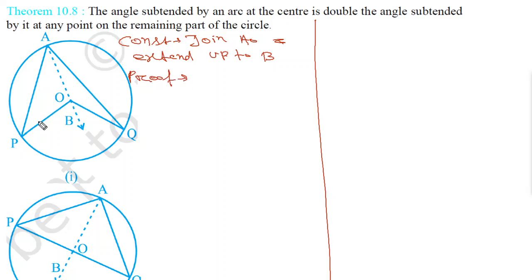Now in the proof section, first we'll take a triangle AOP. In this triangle, this angle POB will be equal to, POB is an exterior angle, POB angle will be equal to sum of the interior opposite angle. So who are the interior opposite angle? This angle and this angle. You can write angle OPA plus angle OAP.